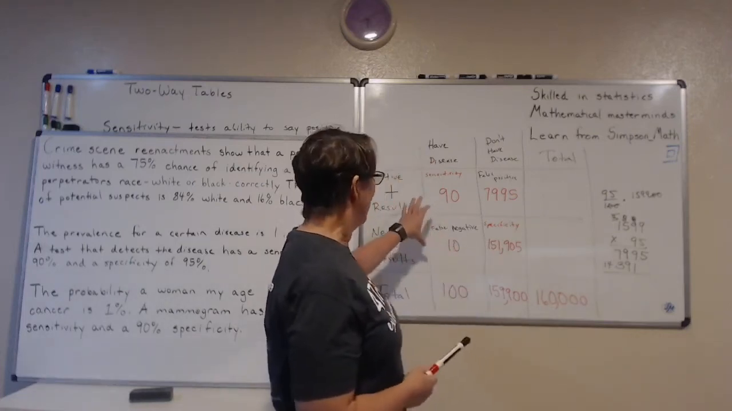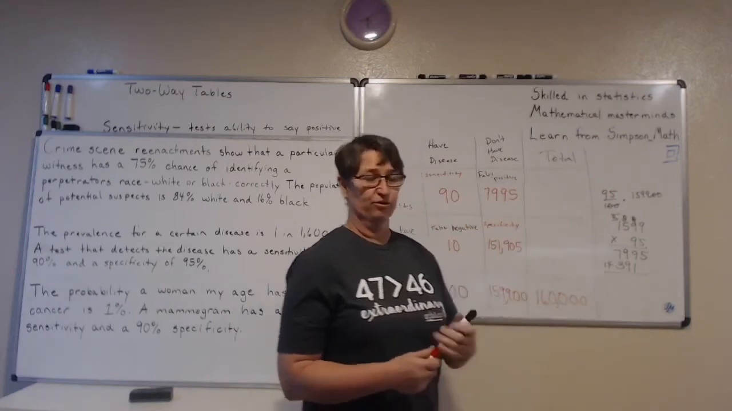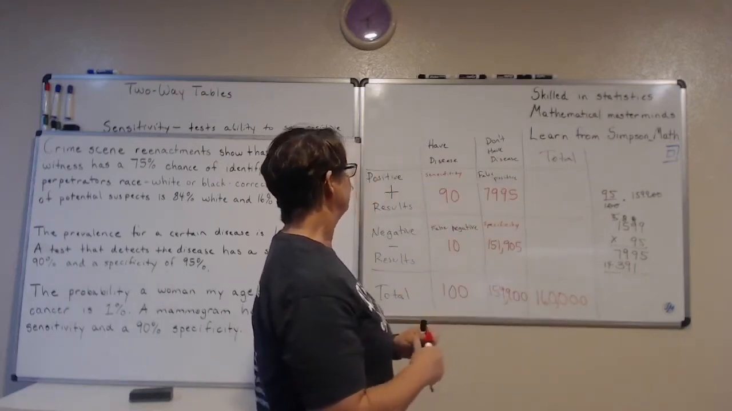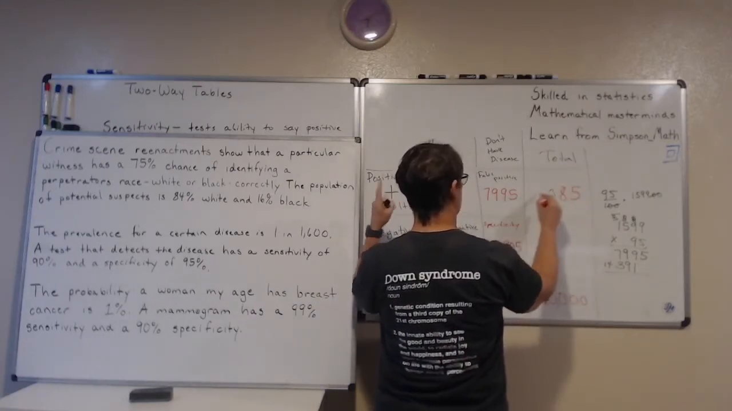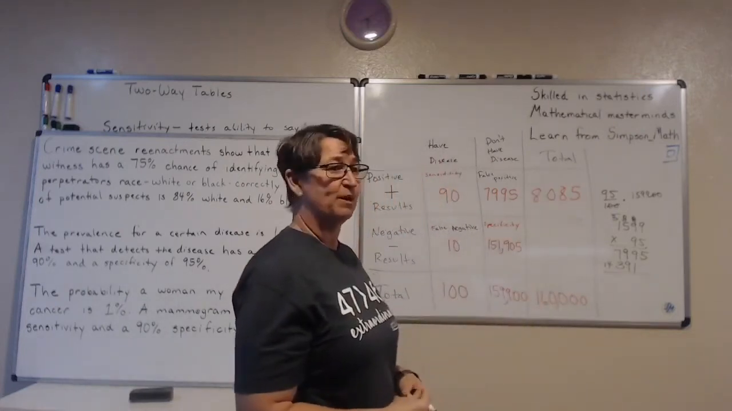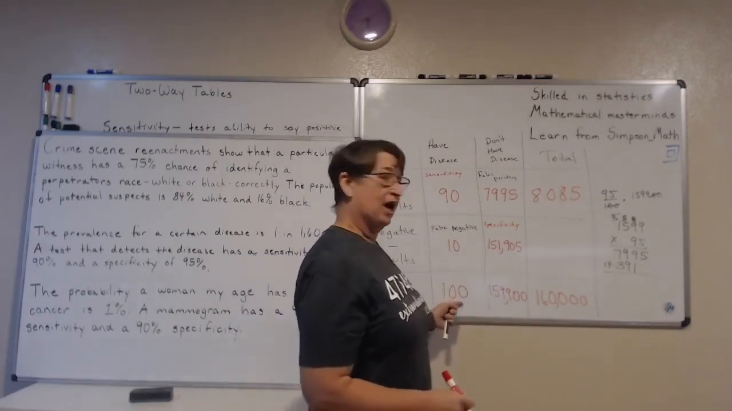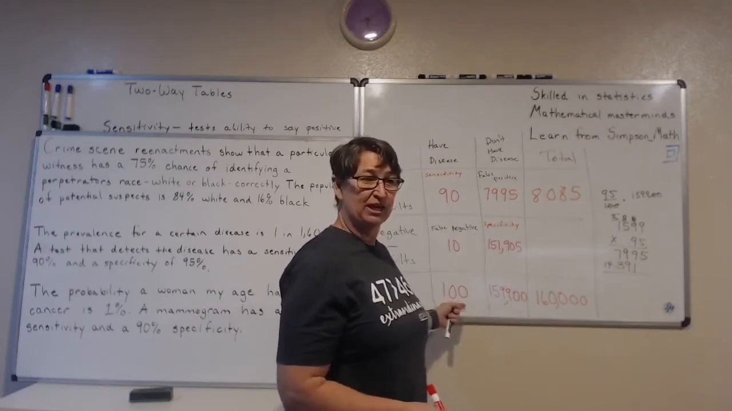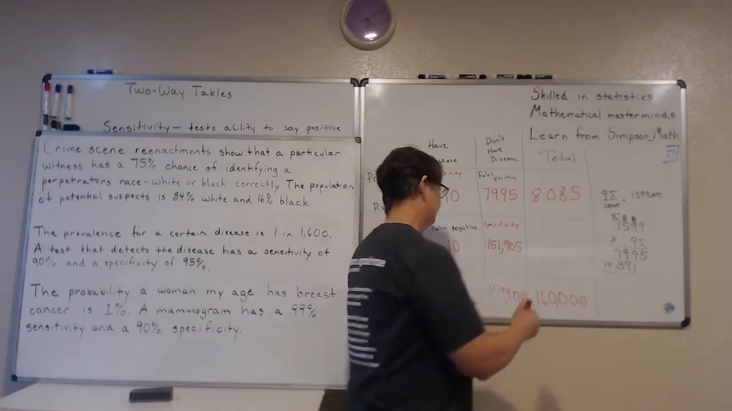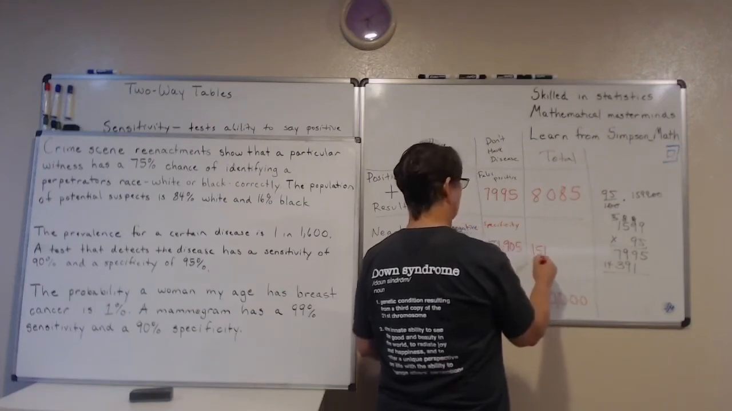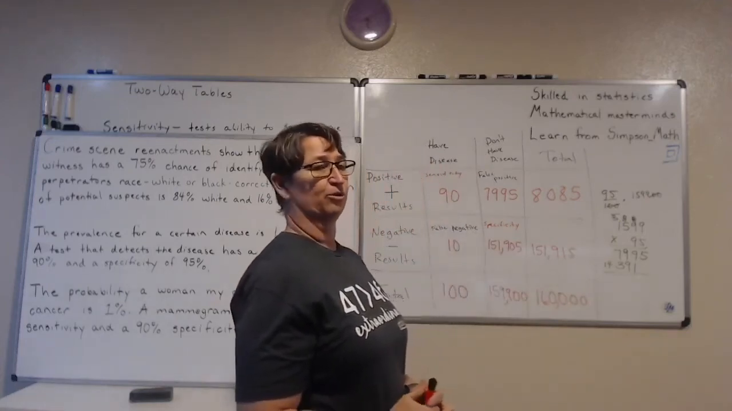So here, now that I have this, we'll add our positive results and we'll add our negative results. And we'll find out those totals. So that means a total of 5, 18, carry 1, 9, 10, carry 1. 8,085 people walked away with a positive. Even though only 100 of them had the disease, 8,085 of them walked away with a positive test result. And then 151,915 people walked away with a negative result.